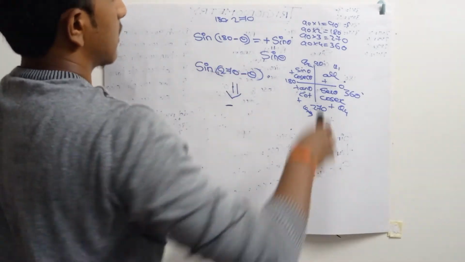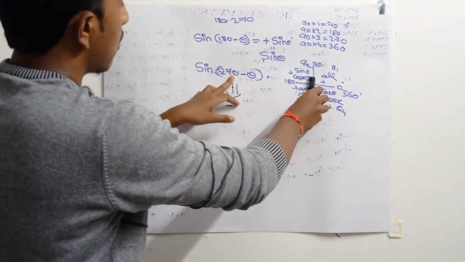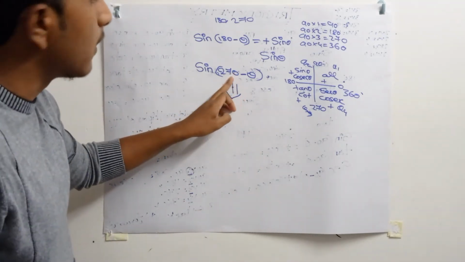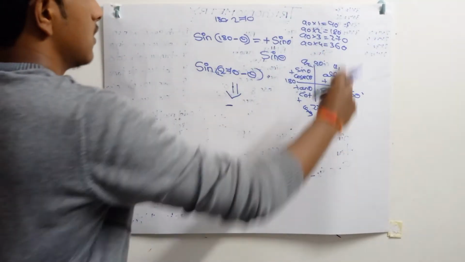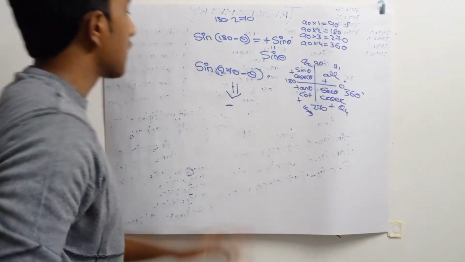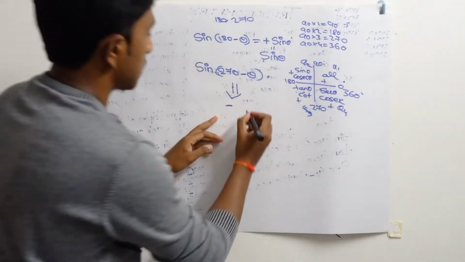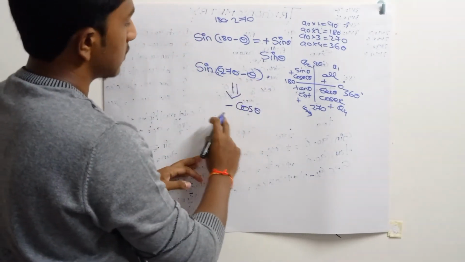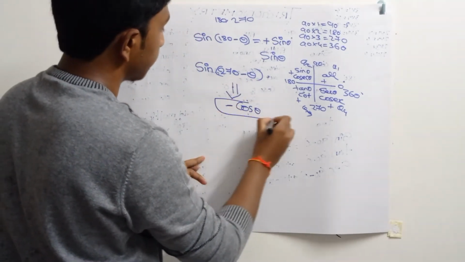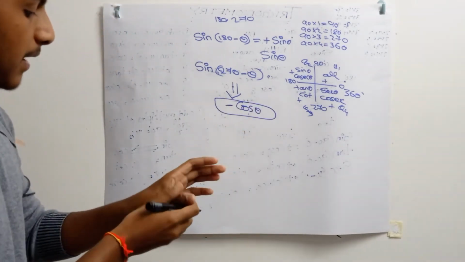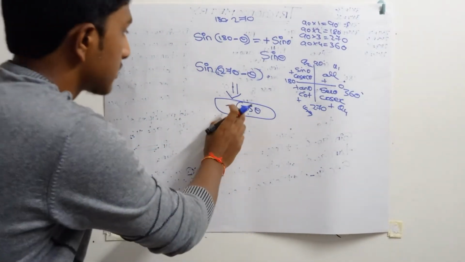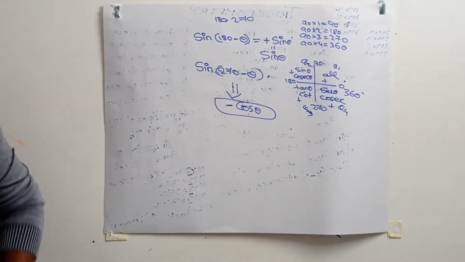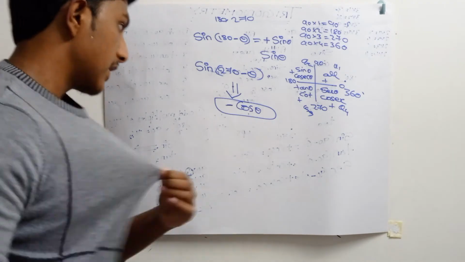Sine 270 minus theta. Is 270 an odd or even multiple of pi by 2? 270 is the odd multiple. That means sine changes to cos. Minus cos theta. Sin 270 minus theta is equal to minus cos theta. Guys, are you getting it? Sin 270 minus theta is equal to minus cos theta.